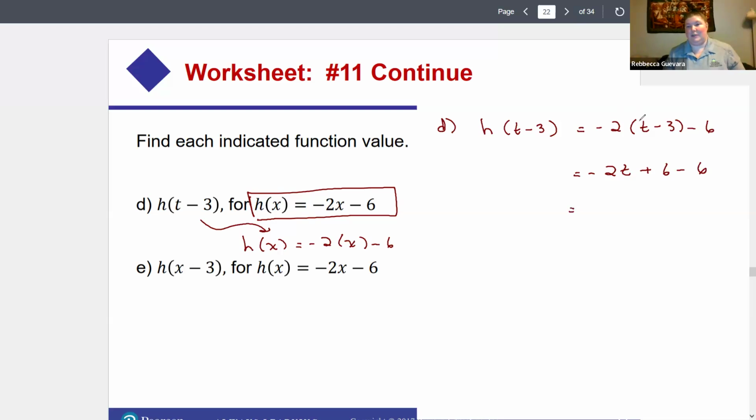So if I distribute this, I'm going to end up with a negative 2t. Negative 2 times negative 3 is positive 6. We already had that negative 6 out there. So we're just going to be left with negative 2t. So for this one here, if we replace x with t minus 3, then we're going to get this new equation of negative 2t.